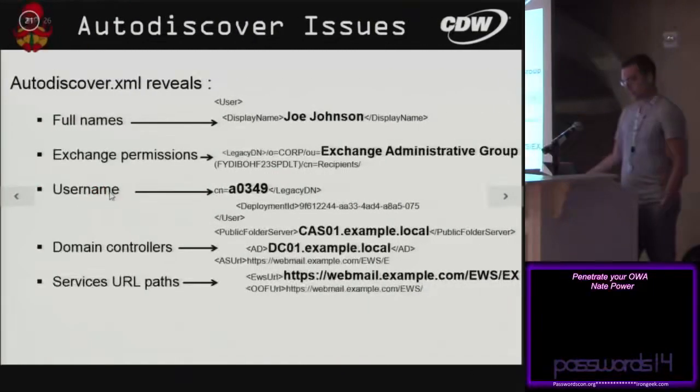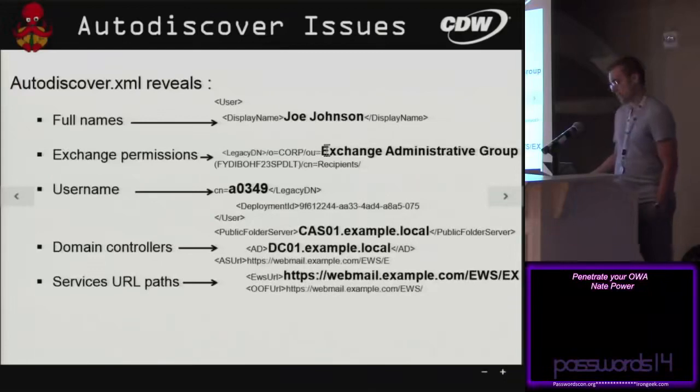Looking inside the AutoDiscover config, we find things such as full names, which is kind of cute. Maybe we could use that in social engineering. We actually have Exchange permissions, which is pretty interesting because anybody that's set up in Exchange is automatically added to the Exchange Administrator group. And I would consider the Exchange Administrator group more of a container, then there's actual objects inside that container that are divvying up permissions. We find usernames in the AutoDiscover config. If you've ever migrated your Exchange, and if your company's been around for a while, I'm sure you have at some point, the legacy DN information from that actually gets stored in the AutoDiscover config.